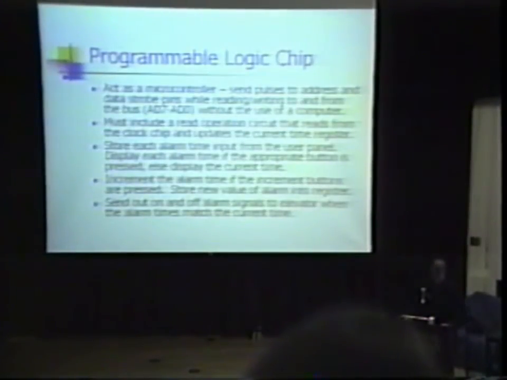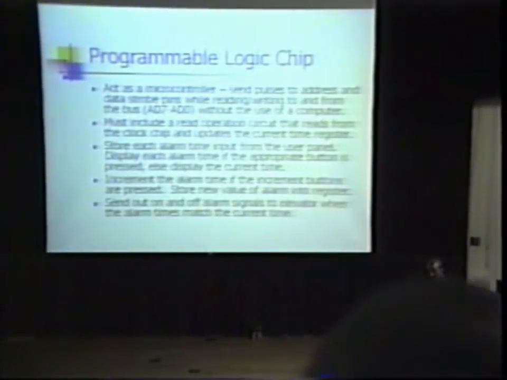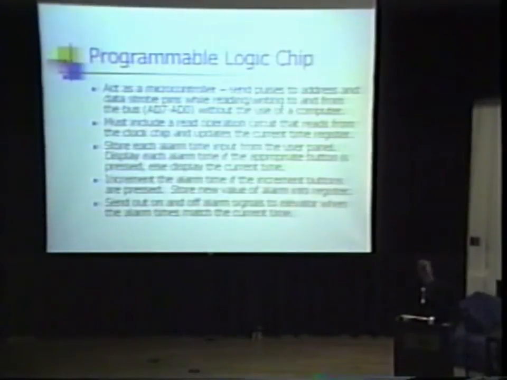The chip was to include a read operation circuit that would read from the clock chip and update the current time. It was to store each alarm time input from the user panel, and it was to display each alarm once the appropriate button was pressed. If no buttons were pressed, it was to display the current time. It also had to increment the alarm time if the increment buttons were being pressed and store the new value back into the alarm registers. And finally, it was to send out on and off alarm times to the elevator controller when the alarm times match the current time.